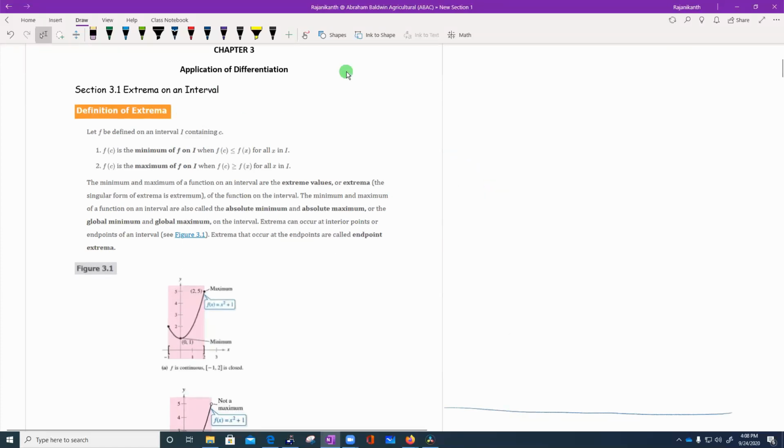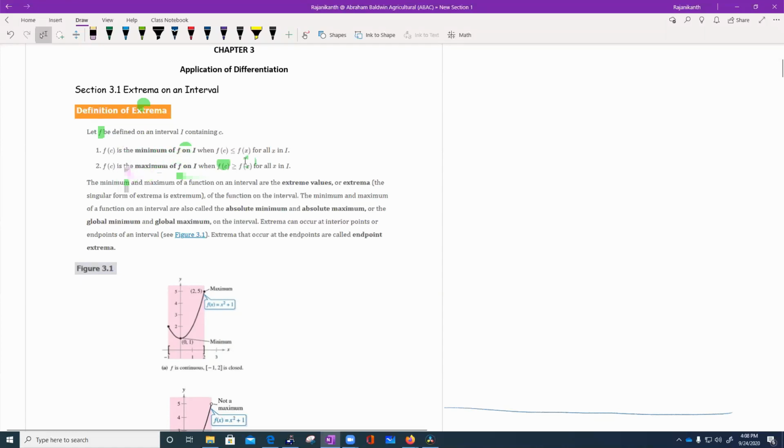Here we are going to look at how to apply the differentiation techniques to finding the maximum and minimum value of any given curve or equation. Now look at this definition of extrema. Extrema means the extreme points of the function, which could be a minimum value or maybe a maximum value. Extrema is the plural of extremum. Extreme points.